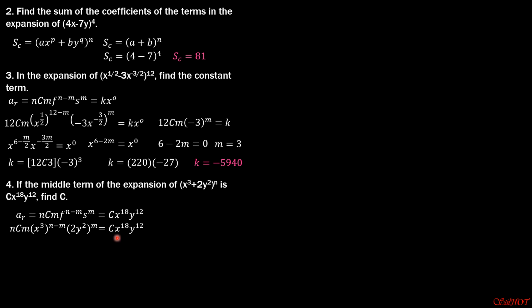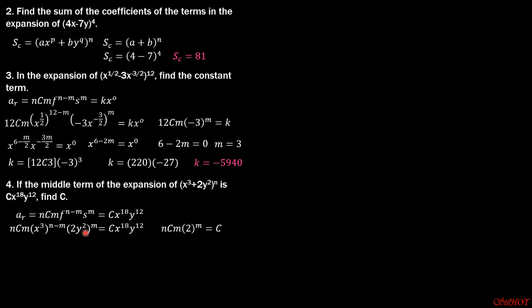So the constant C is NCM. There is no constant for the first term, so times 2 to the n. So that's the constant C. That's our guide, but we don't know n and m yet.